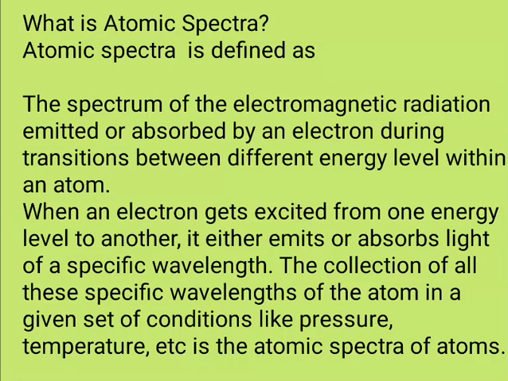Atomic spectra, or atomic spectrum: simply the spectrum of the electromagnetic radiations emitted or absorbed by an electron during transitions between different energy levels within an atom. Now, when an electron gets excited from one energy level to another, it either emits or absorbs light of a specific wavelength. The collection of all these specific wavelengths of the atom in a given set of conditions like pressure, temperature, etc. is the atomic spectra of atoms.